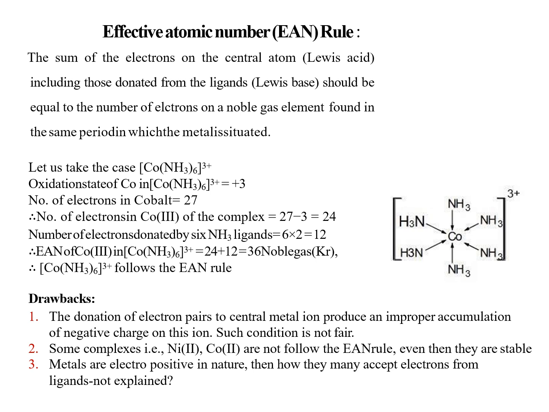The EAN of the central metal atom in a given complex species is equal to the atomic number of the metal atom minus the oxidation number of the metal atom plus the number of electrons donated by the ligands. Next are the drawbacks. The donation of electron pairs to the central metal ion produces an improper accumulation of negative charge on this ion. Such a condition is not fair. Some complexes of nickel and cobalt do not follow the EAN rule, even though they are stable. Metals are electropositive in nature, so how they may accept electrons from ligands is not explained.